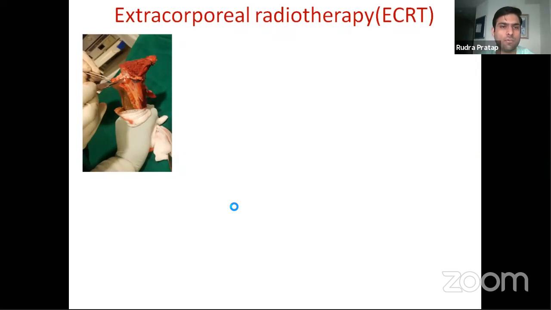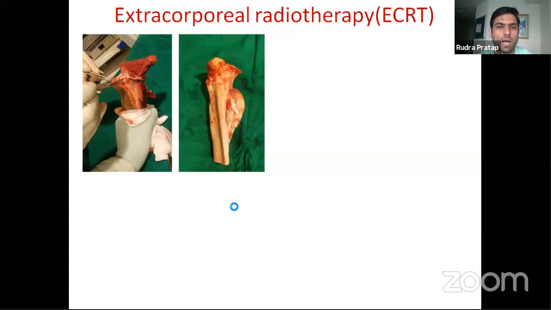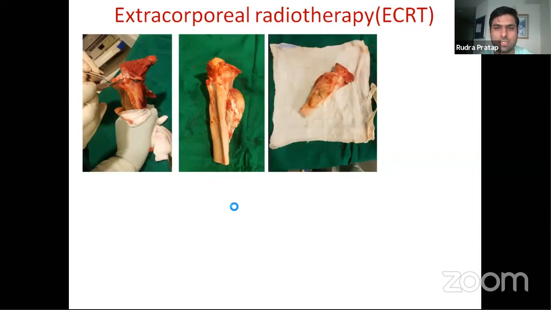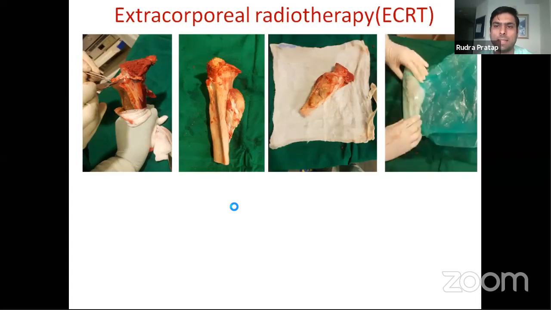In this, following all the oncological principles, we first excise the specimen, and the specimen is denuded of its soft tissue attachments, including the soft tissue component of the tumor. This procedure is done on a separate table, taking precaution that the operative field and the rest of the instruments do not get contaminated with tumor cells. After stripping the soft tissue, the specimen is wrapped in a vancomycin-soaked mop, and then packed in a sterile plastic sheet.